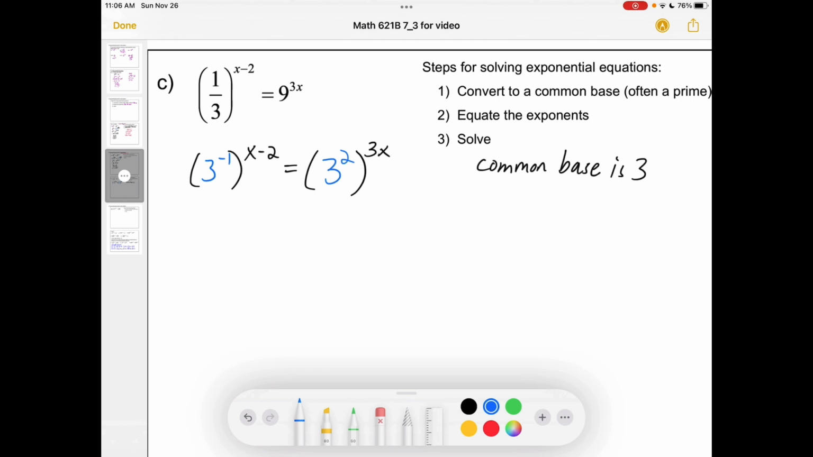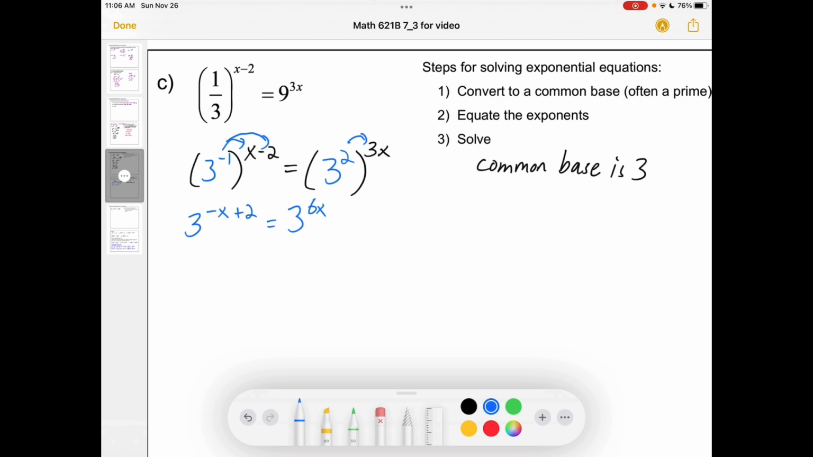And again, we're just going to clean up a little bit. So if I multiply this negative 1 through, I'll get 3 to the negative x plus 2 on this side. And on the other side, I'm going to get 3 to the 2 times 3x, so that's 6x. Okay. Now it says 3 to the something equals 3 to the something else.